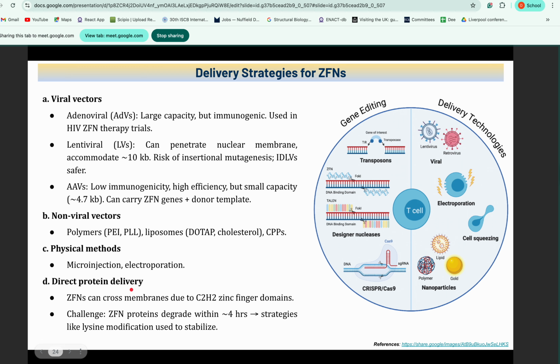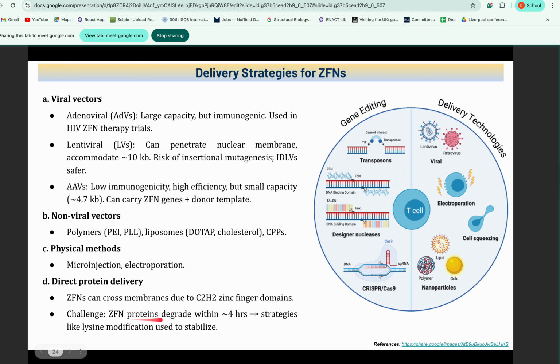And if we talk about direct protein delivery, so in the earlier methods, we are only inserting the genes of zinc finger nucleases, and then these genes will express, make RNA, then they will make protein. So direct protein delivery means we are directly delivering the protein. We are not delivering the gene. So these zinc finger nucleases can cross the membranes due to the C2H2 zinc finger domains.